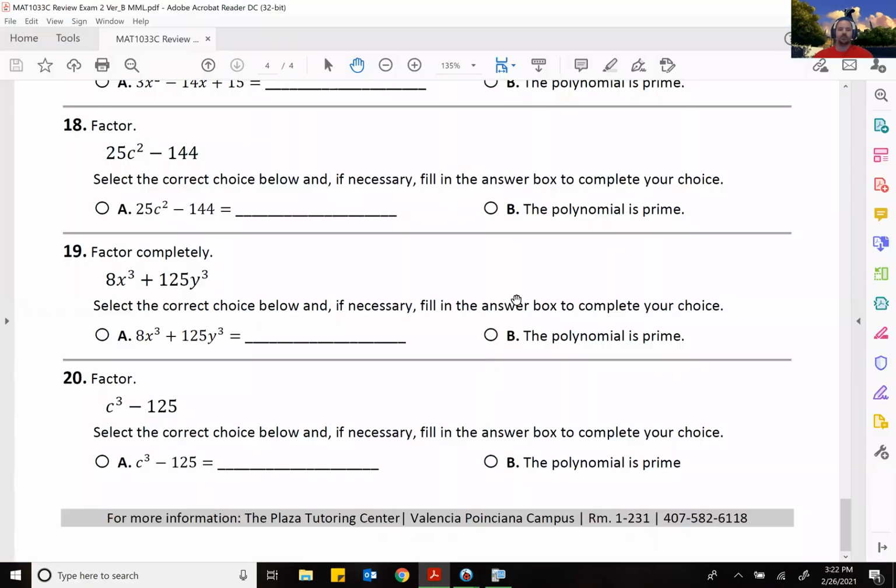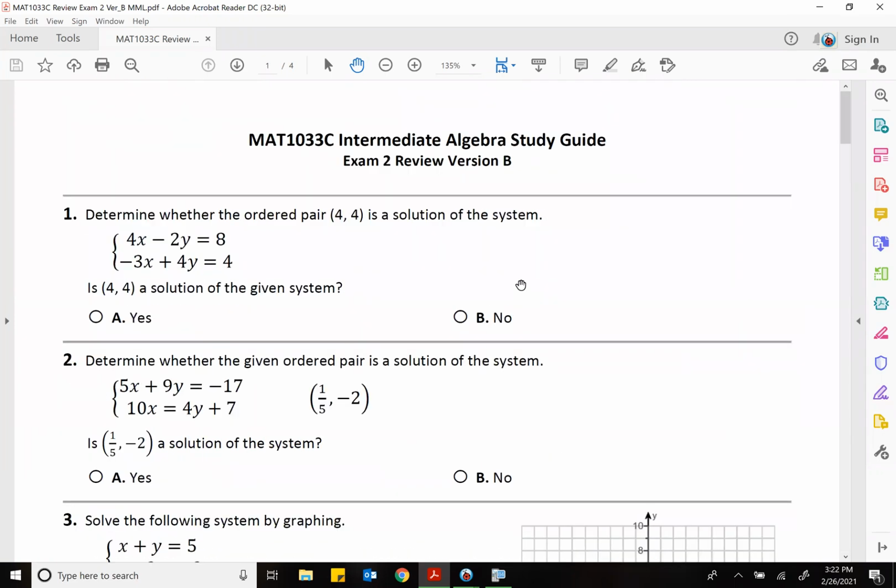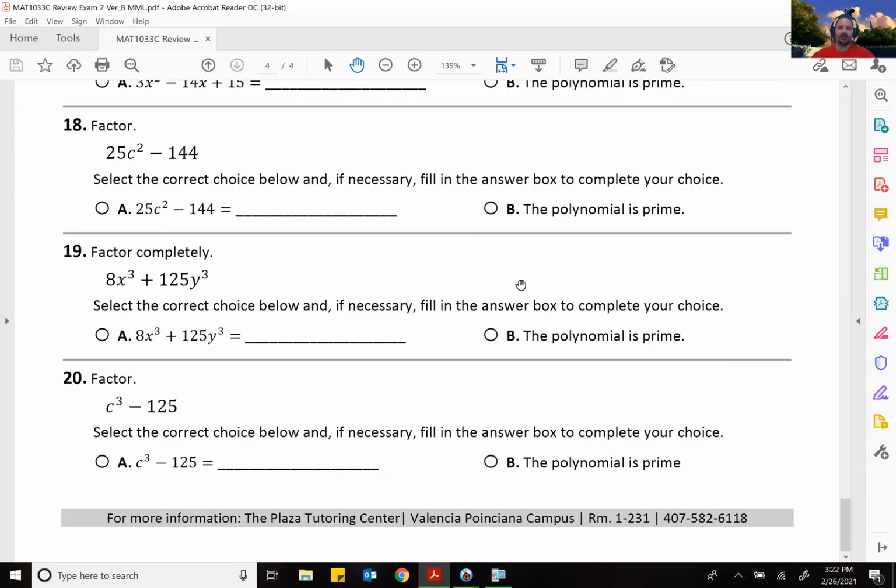Are there any questions over these 20 questions? What's the difference between the two formulas for the last two questions, like how do you know which one to use for each?